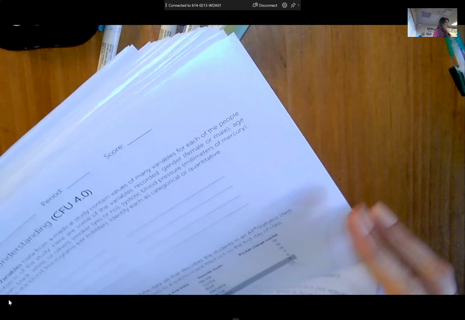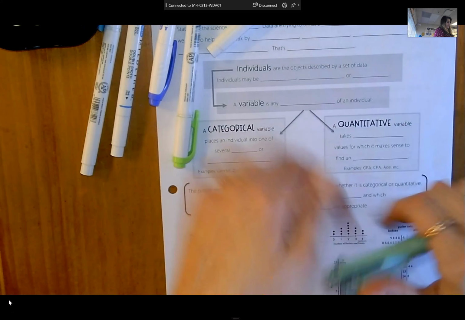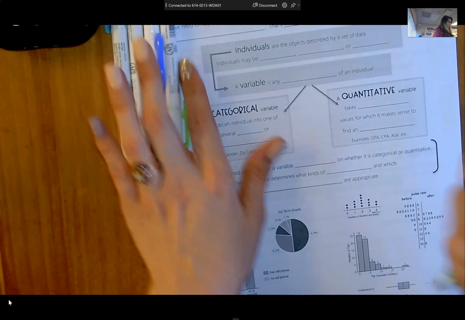Okay, so you have the beginning of Unit 4. This is types of data. I forgot to put the lesson on it. Darn it. This lesson is 4.0.